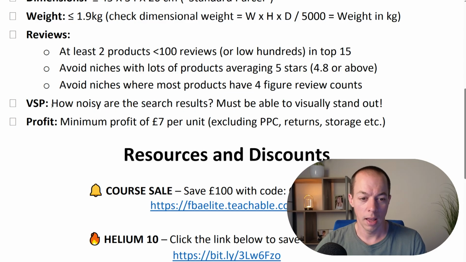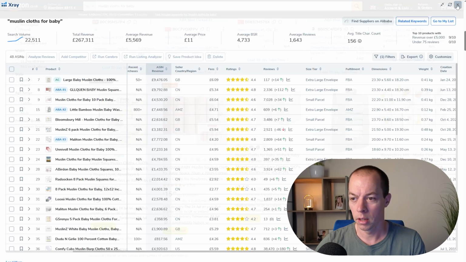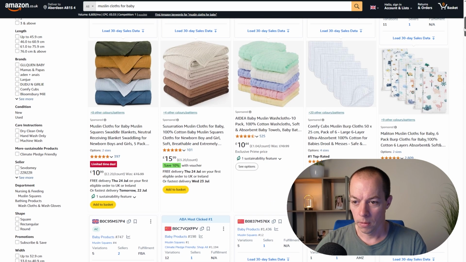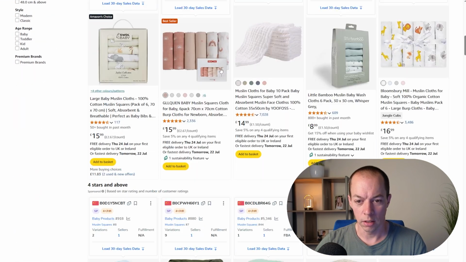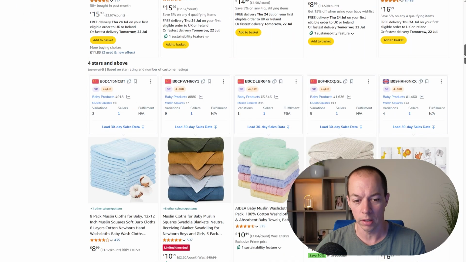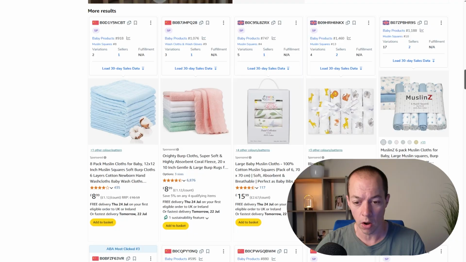And the final 2 things, how noisy are the search results? Must be able to visually stand out. So if we go to the muslin cloths and we look at the search results here, they're not overly noisy. It's quite a clean presentation of products. So you could come in here with a product that stands out and you could draw the eye.